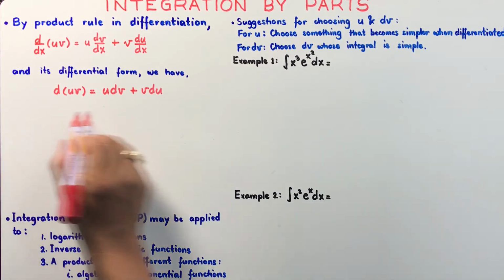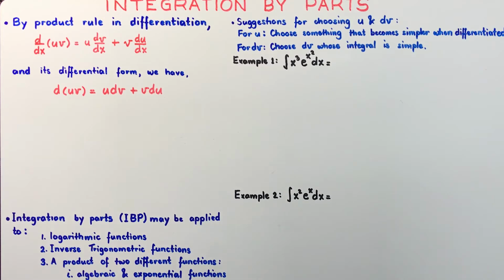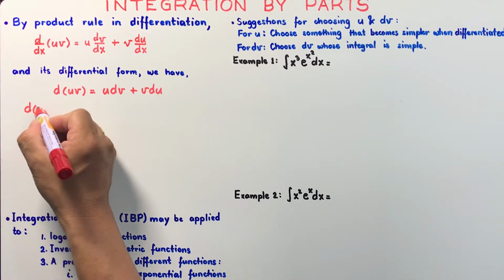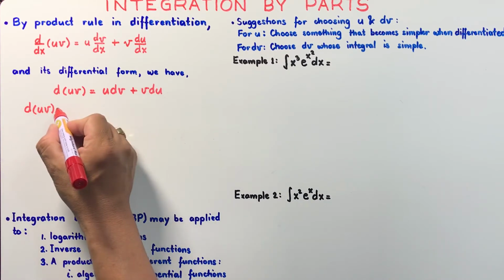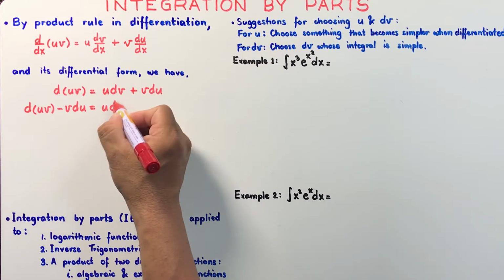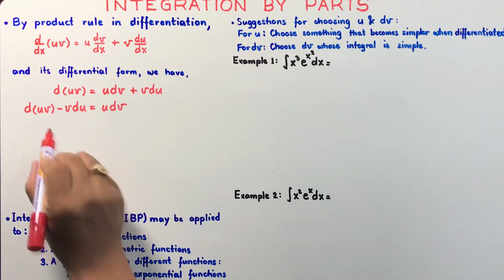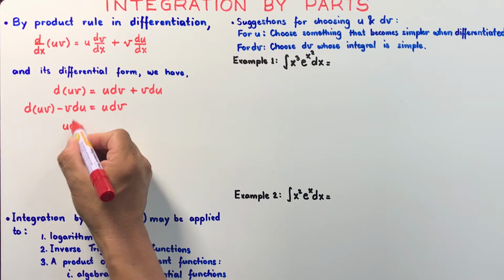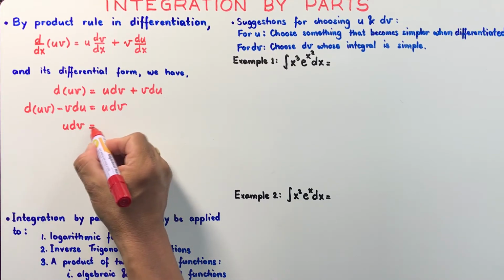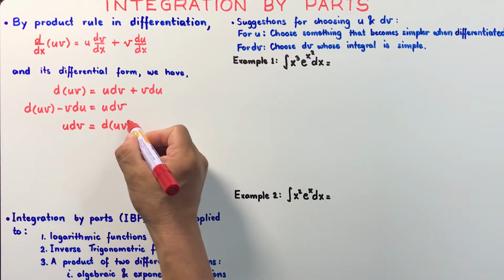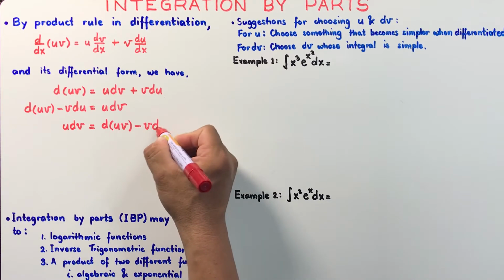And if we subtract both sides of the equation by v du, the v du at the right hand side of the equation will be cancelled. So we have the differential of the product of u and v, minus v du, is equal to u dv. If we write this equation with the right hand side becoming the left hand side, we have u dv equal to the differential of uv minus v du.